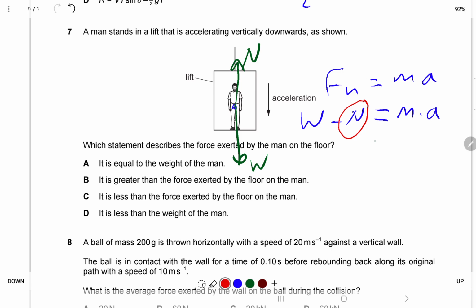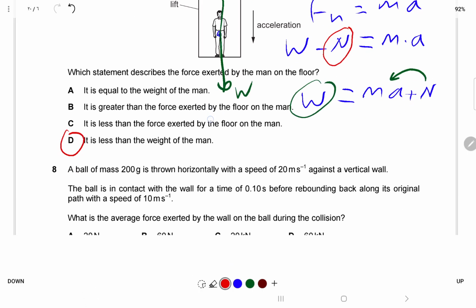Now, if you rearrange this equation, you can get W is equal to ma plus N. Now, if you compare W to N, clearly N is less than W, because you need to add a quantity to N to get W. Clearly N is less than W, so option D is the correct answer. It is less than the weight of the man.